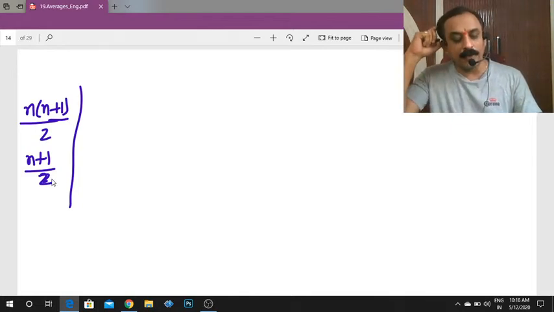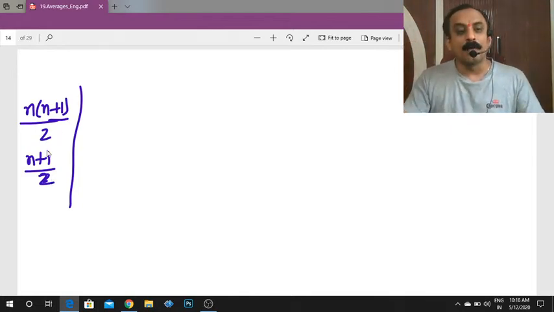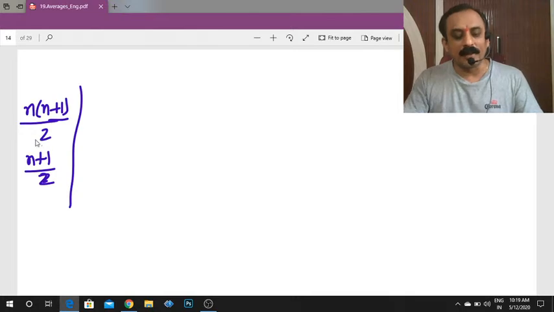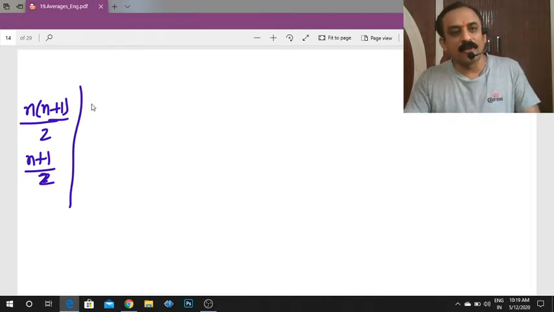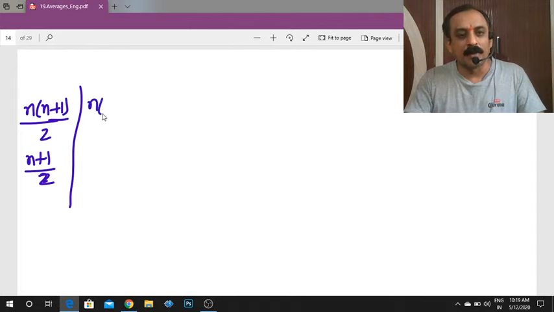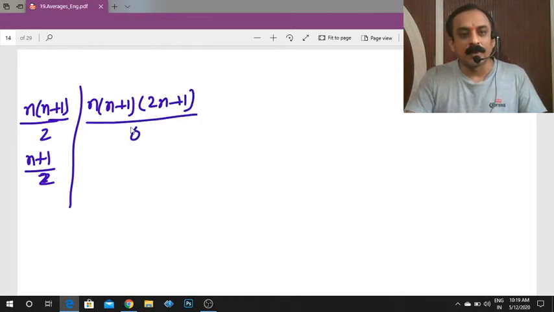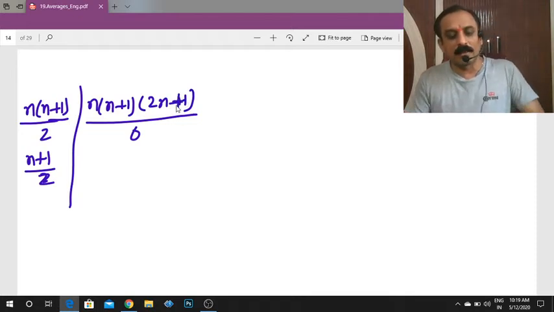So very good Vijay, very good Dilesh. Now, what is the sum of squares of first n natural numbers? Please note down the formulas. The sum of squares of first n natural numbers is n into n plus 1 into 2n plus 1 by 6.